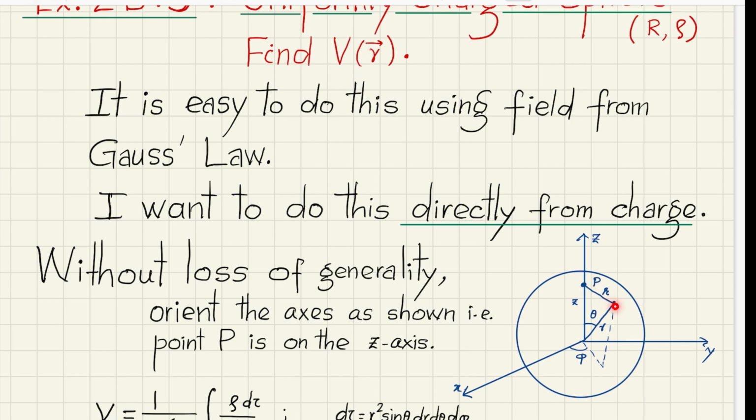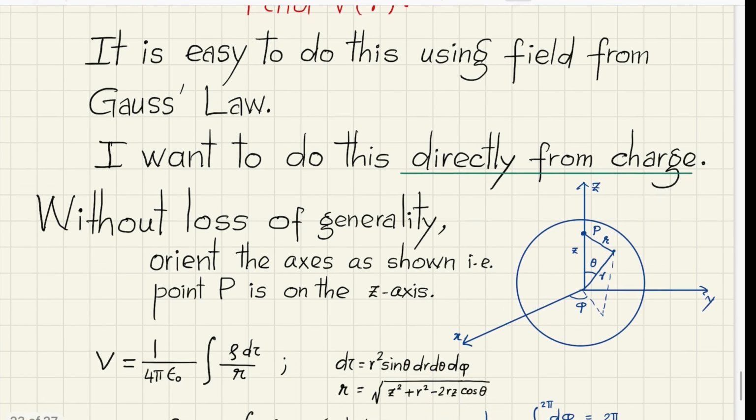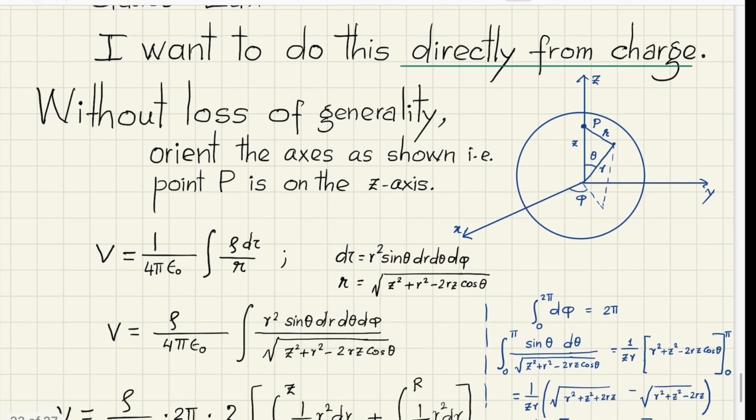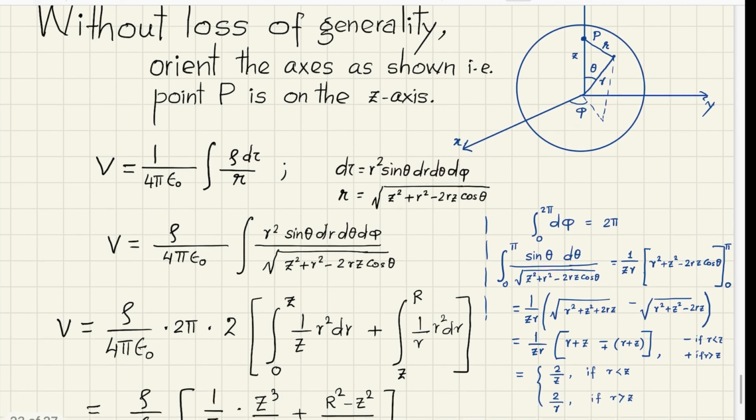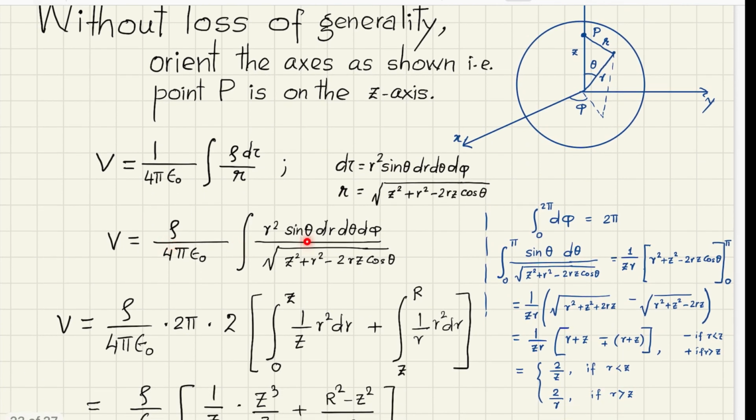And this r is z square plus r square minus 2rz cos theta. This is such a nice integral because the integrand has cos theta, and upstairs we have sine theta d theta. So it's a very easy integral to do. Let me directly go to the result. So V, r square sine theta d theta. Of course, the phi integral is simple.